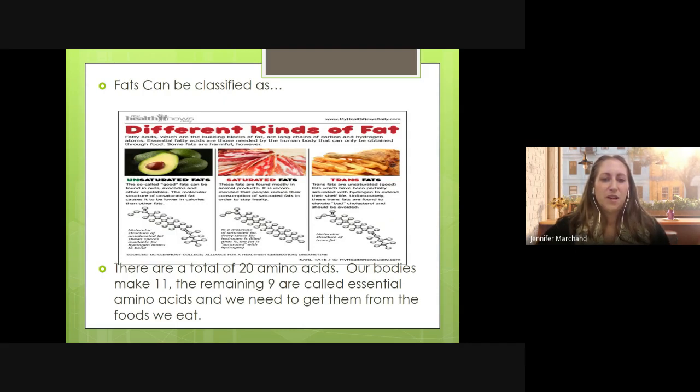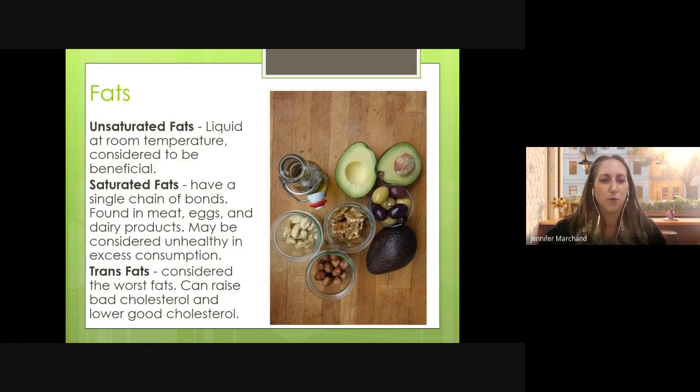So yeah, then we have different kinds of fats. We have the unsaturated, saturated, and trans fats. There's a total of 20 amino acids, and our bodies make 11 of them, and the remaining nine are called essential amino acids, and then we need to get them from food. Okay, so what about our unsaturated fats? These are liquid at room temperature and are considered to be the most beneficial for our body. So, like any sort of oils that you're going to use for cooking your food, things like that, those are going to be your unsaturated fats.